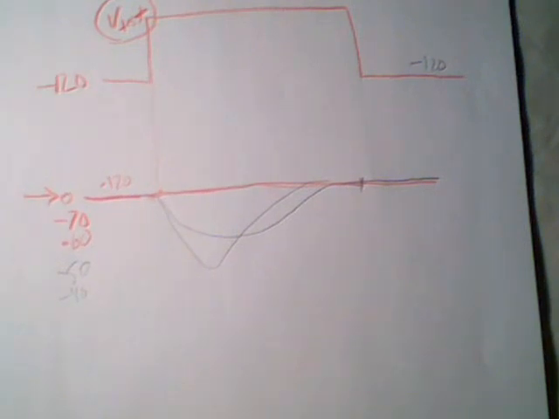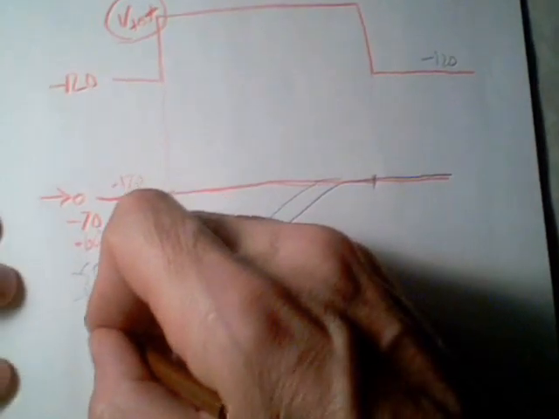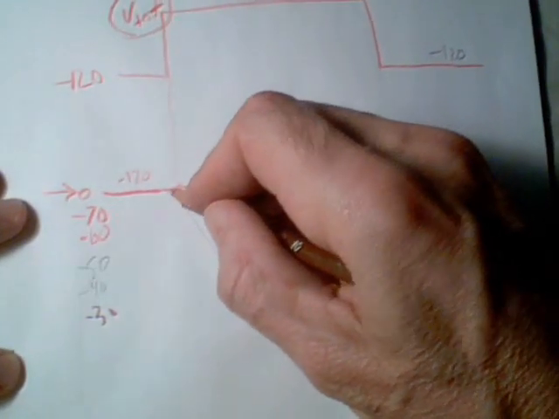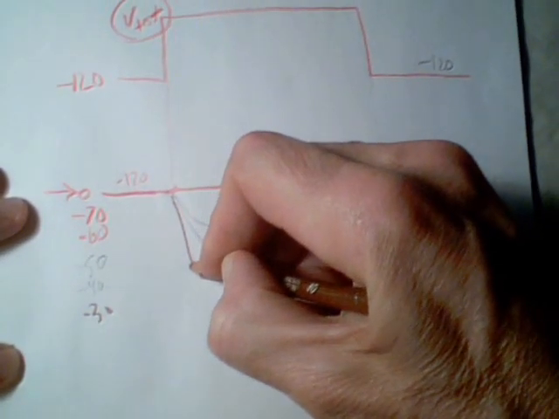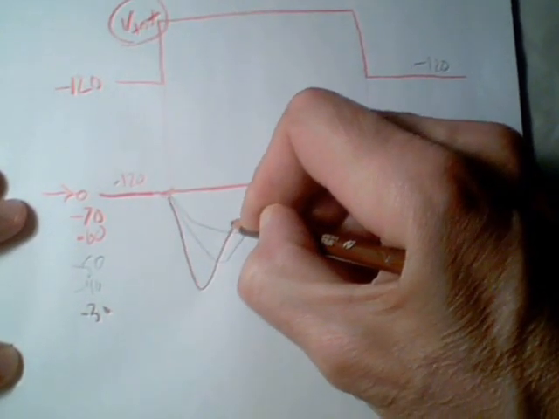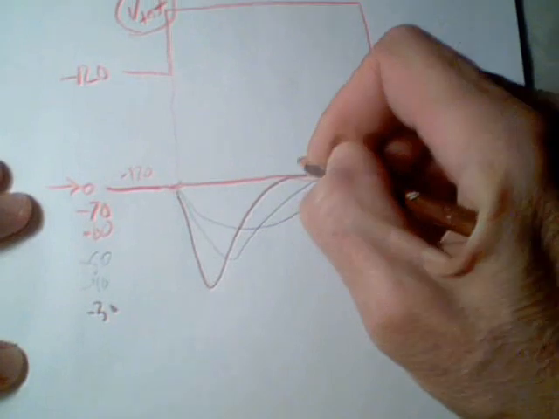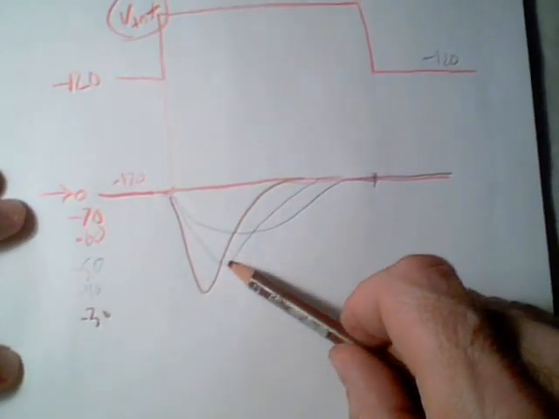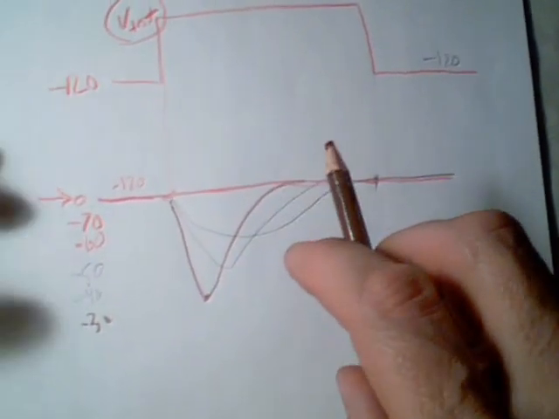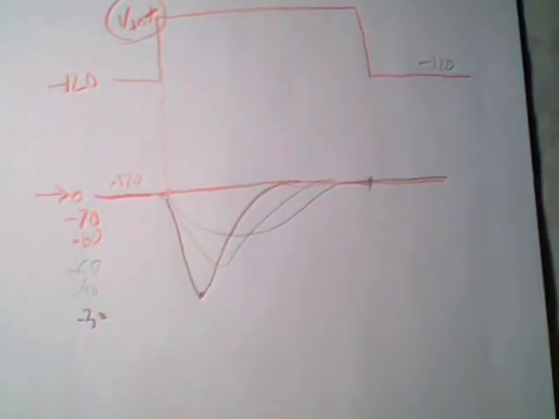Okay, so that's -40. Now if we go to -30, we're going to get a little bit more current. It's going to occur more quickly, and it's going to inactivate more quickly. Now think about what's going on here. We've got more current at -30. The peak current here is larger at -30 than it was at -40.